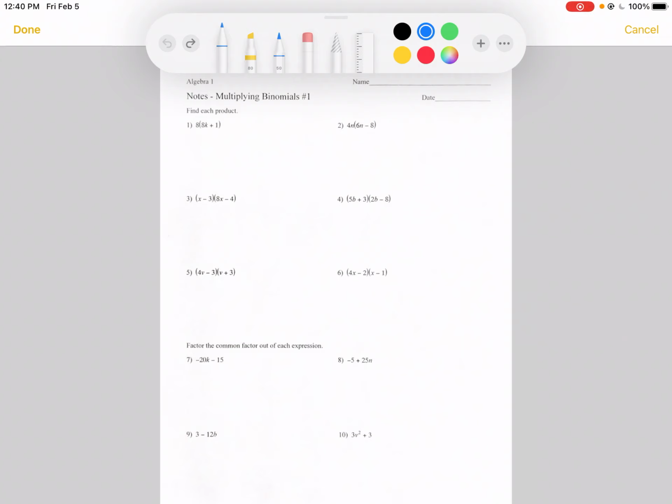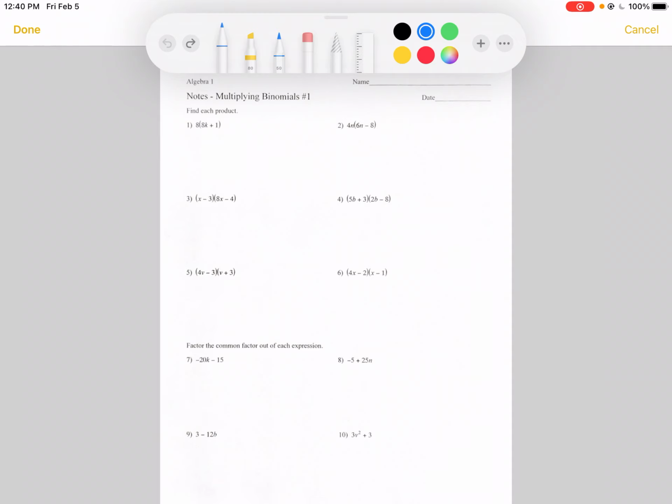Hi guys, this is a recording that I'm making to help you understand what we're doing for algebra on February 4th and February 5th when we're multiplying binomials. Okay, so there's two different things happening here today.